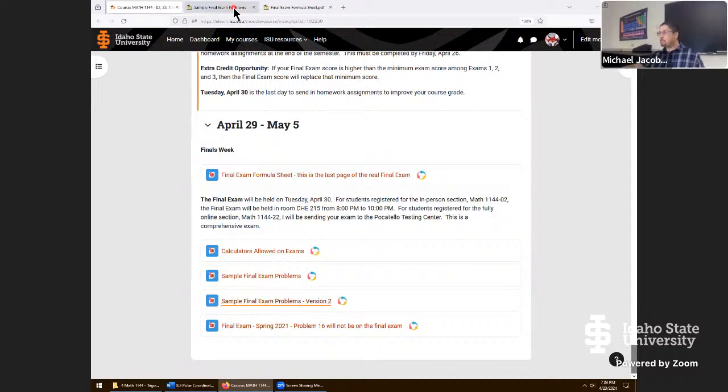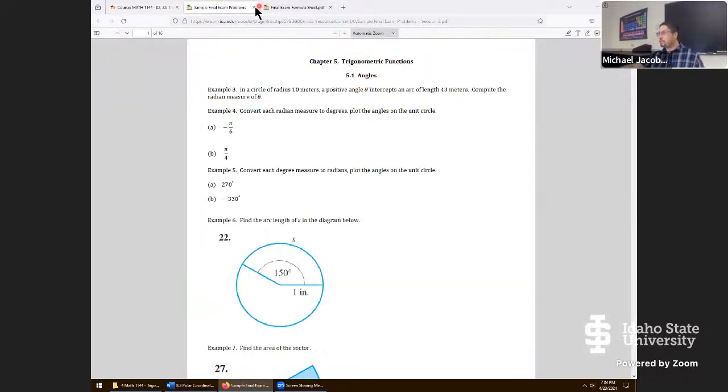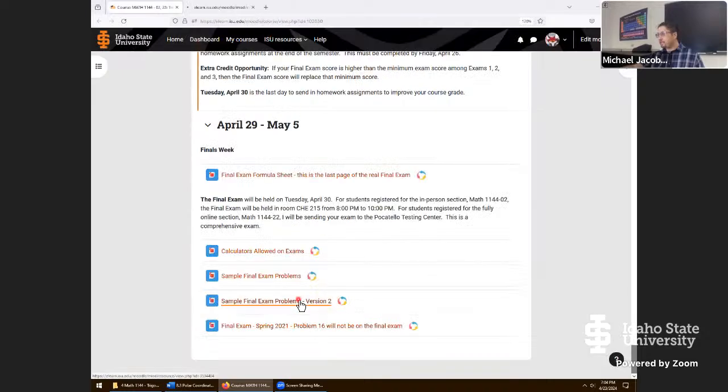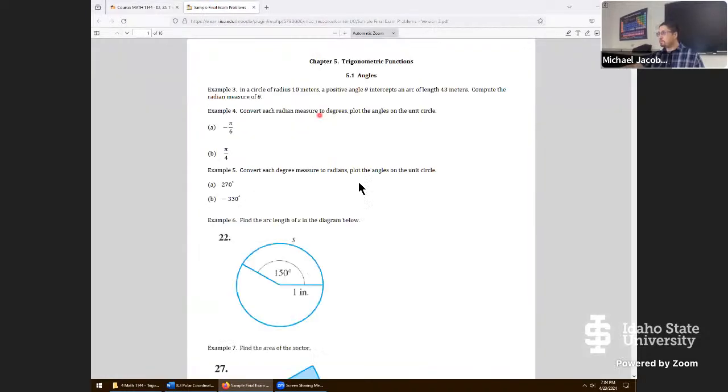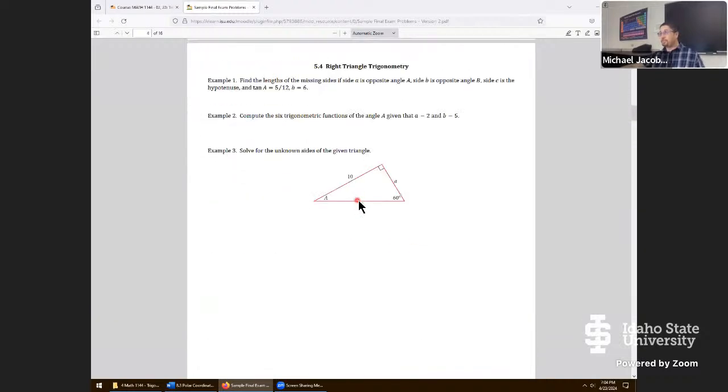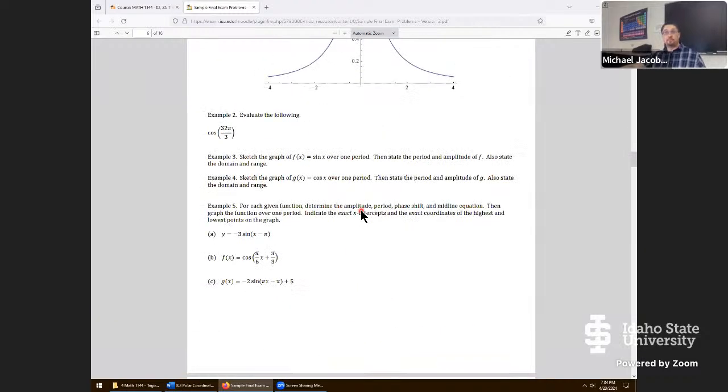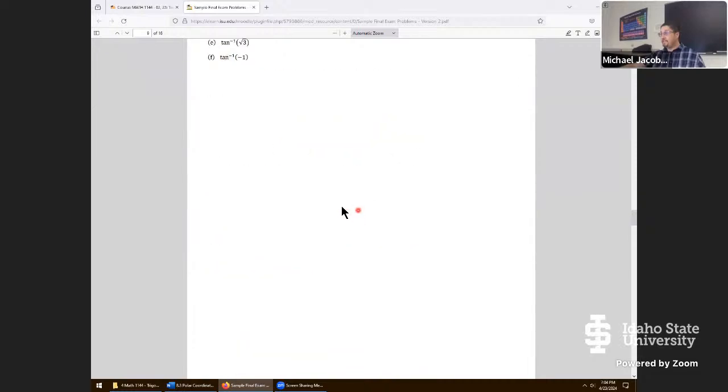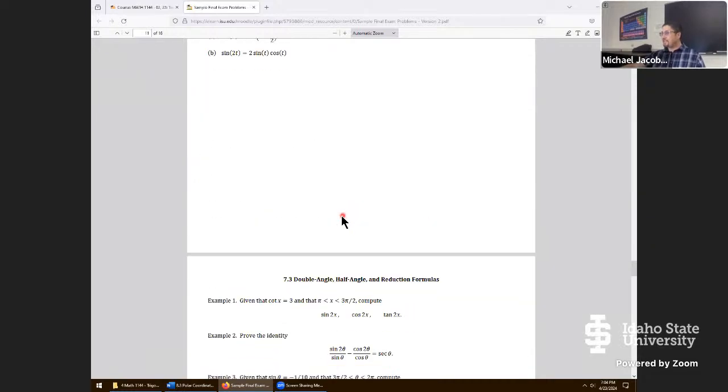The sample exam version 2, this one, let me double check. Sample exam problems version 2. So if you go to version 2, what you'll notice after you stare at it long enough, this is the whole course that we went through. These are the same exact problems that we ran through when we were doing trigonometry. So there's a lot of stuff on here.